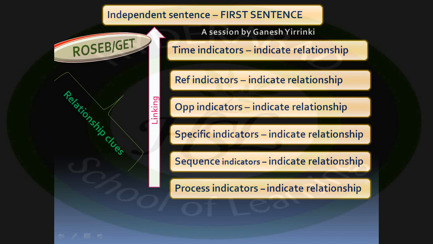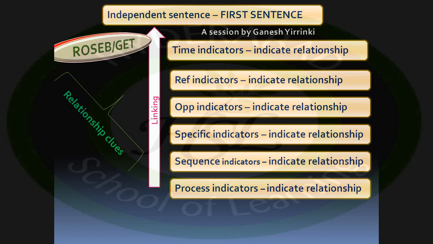That is why we use a technique called Rosebud or Rosegate. This technique helps us understand which sentence has a link with the previous sentence. Link in the sense, what relationship? Without having any relationship between two sentences, we cannot sequence them as one and two.